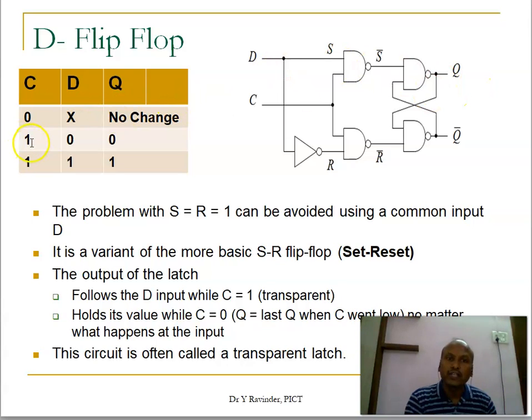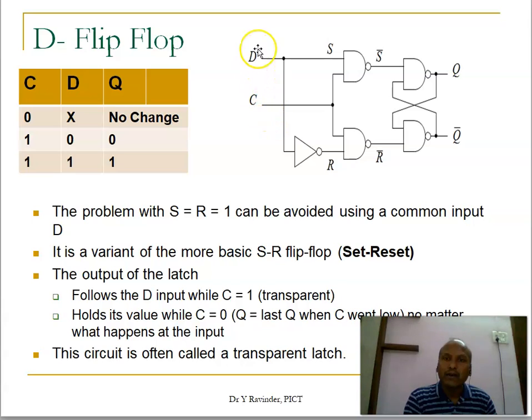Look at this. If this is 0, it will not be sending this input to the output. But if this is 1 and this is 0, the output will be 0. If this is 1, the output will be 1. And here we are also avoiding the race condition. Both will not be the same, because if this is 1, this will be 0. If this is 0, this will be 1. So this works as a delay.